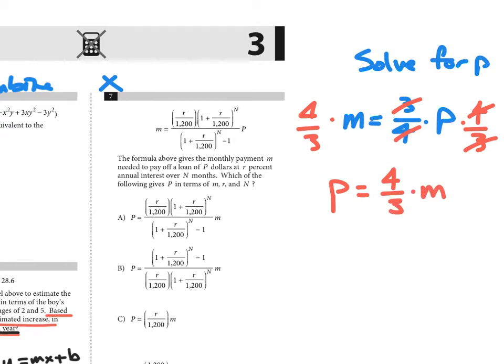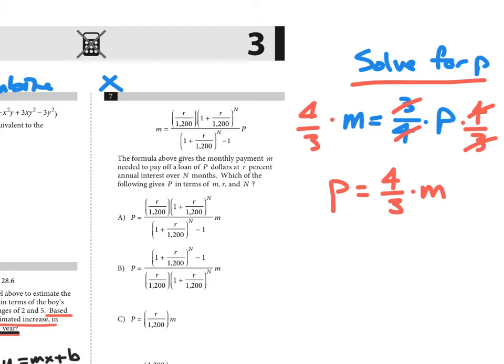The reason why I am solving this equation for P is strictly because the question asks which of the following gives P in terms of M, R, and N? That means solve for P. What is P in terms of? So P equals stuff with R, N, and M. Dollars, well, in this case, dollars, right?